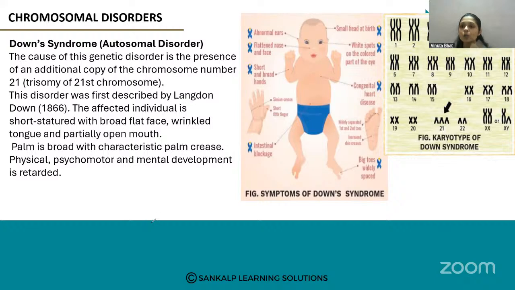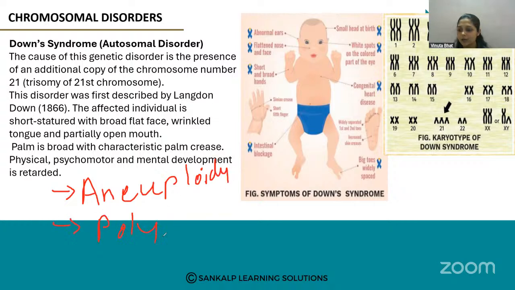So there are two types of the chromosomal disorder: aneuploidy and polyploidy. Okay, aneuploidy and the polyploidy. What do you mean by polyploidy?